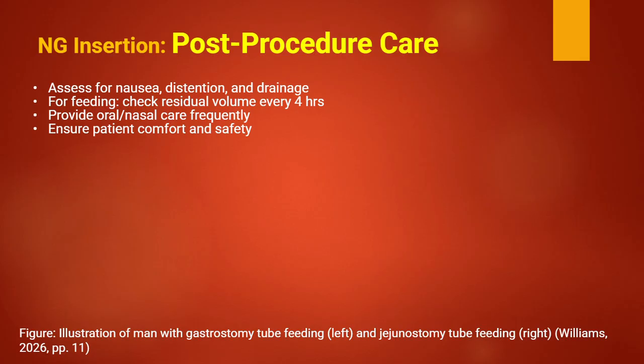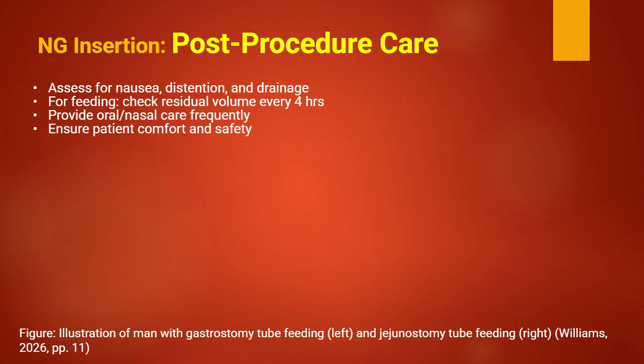For feeding tubes, check residual gastric volume every 4 hours to make sure the stomach is emptying appropriately and that the patient is tolerating the feeding. High residuals may mean delayed gastric emptying, which increases the risk for aspiration. Always record these residual volumes and follow your facility's policy on whether to discard or return aspirated contents.